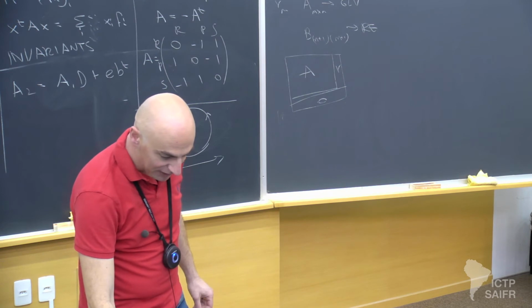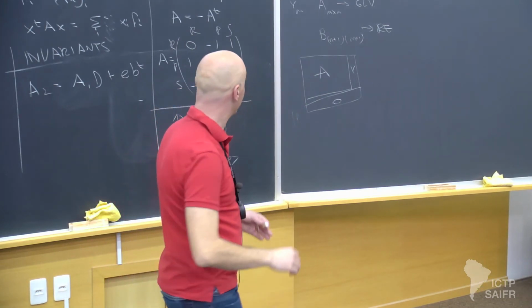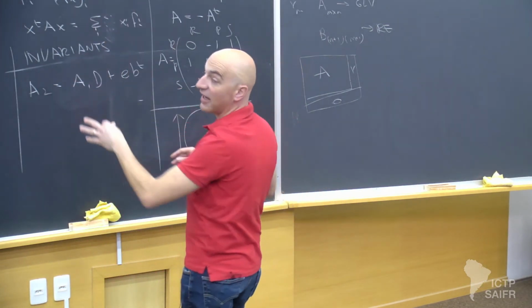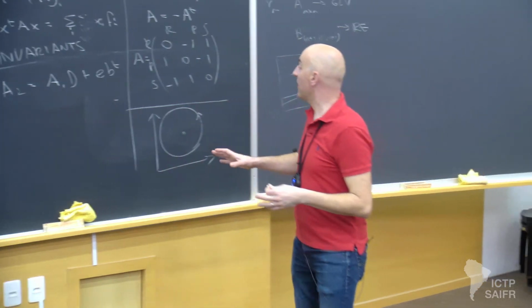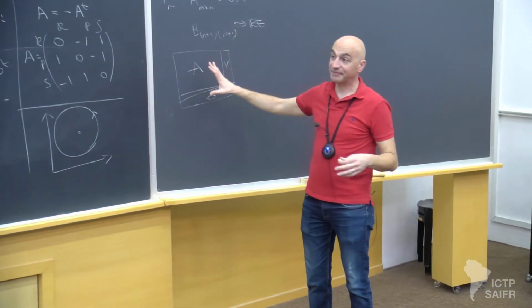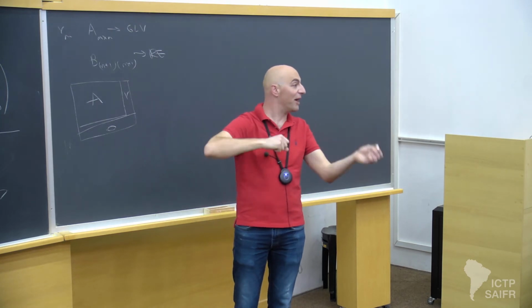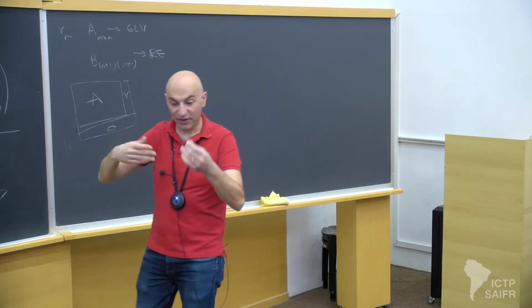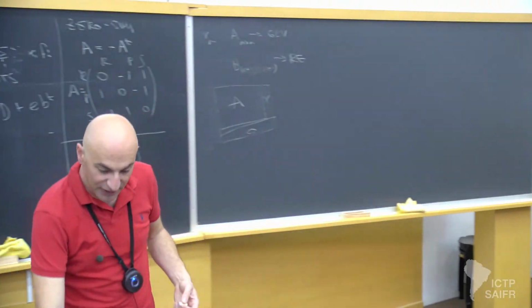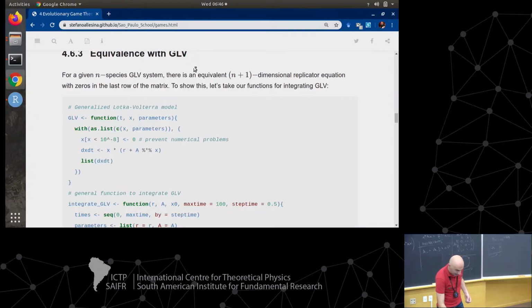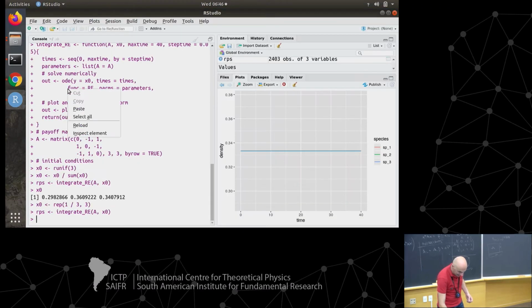To show you how this is done, what we're going to do is run Lotka-Volterra, then build this matrix B here, then run the replicator equation, and then show how you can go back to Lotka-Volterra. Then we're going to do the converse. These are just the functions that we've seen yesterday and the day before to integrate Lotka-Volterra.